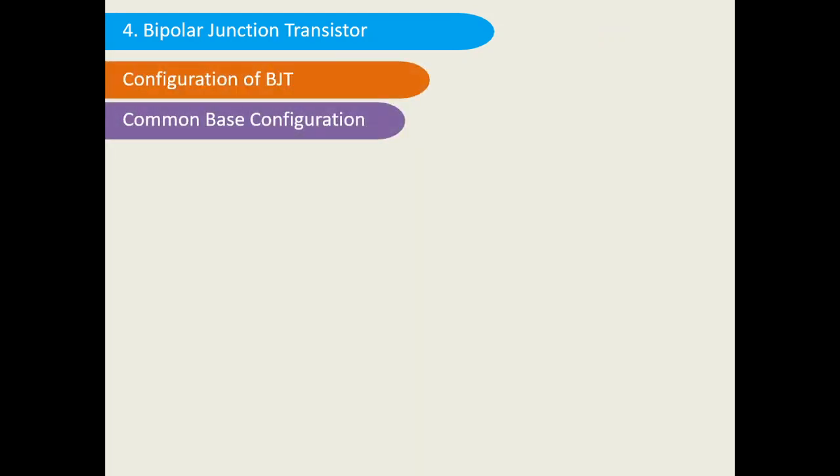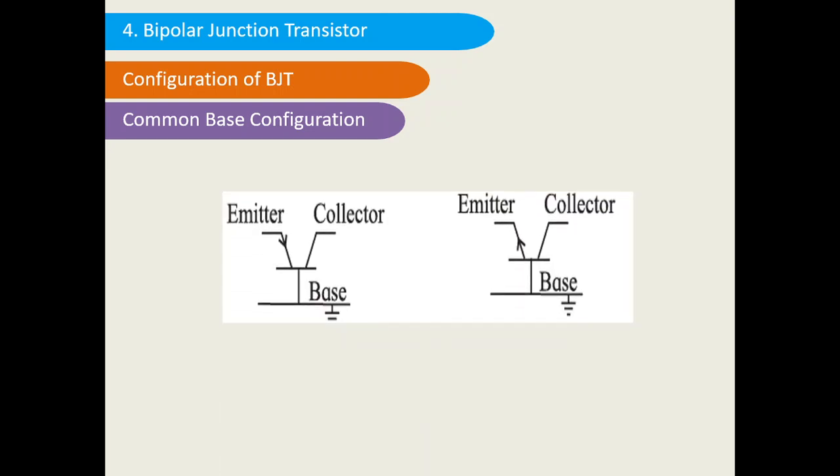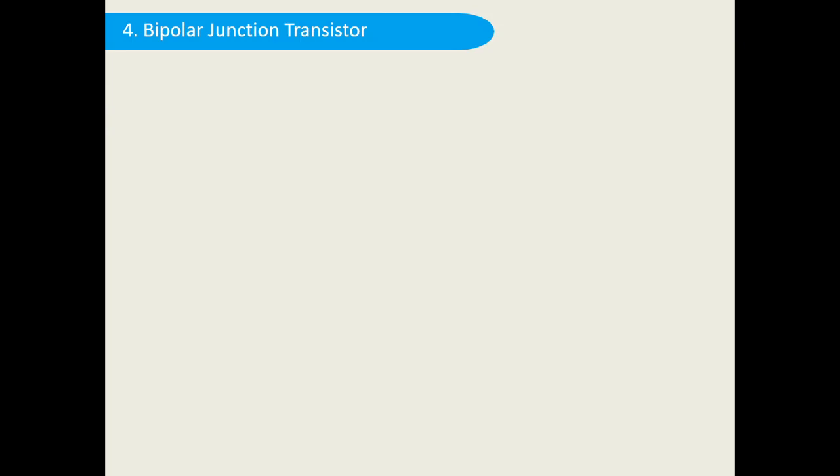Next is common base. What is the meaning of common base? The base is connected to ground like this. This is the base terminal which is connected to ground, so that's why it is called common base configuration. Here the arrow is towards the base, that means it is a PNP transistor, and this arrow is towards the emitter, that means it is an NPN transistor. So these are the PNP and NPN common base configurations.